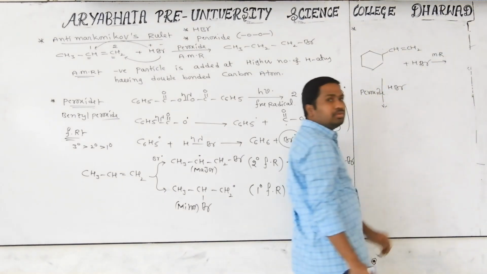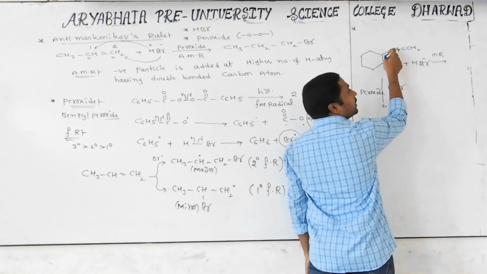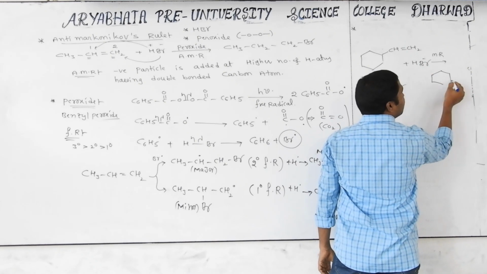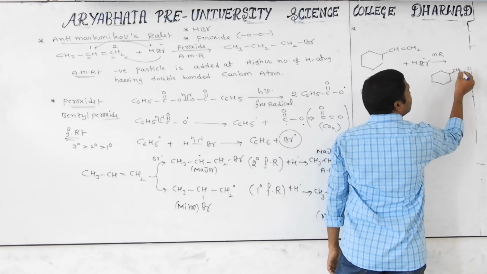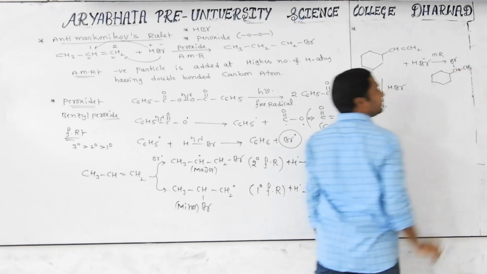What is Markovnikov's rule telling? The negative particle will be added at the double bond carbon having the lesser number of hydrogens, and then the product we get will be a 6-membered ring, and on this CH we are getting Br and a terminal CH3.